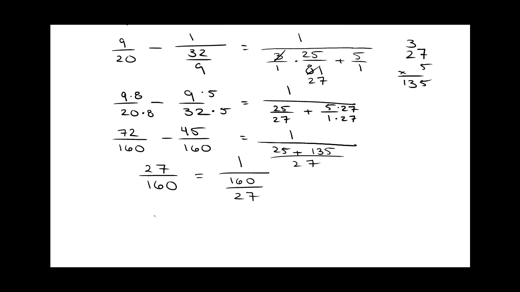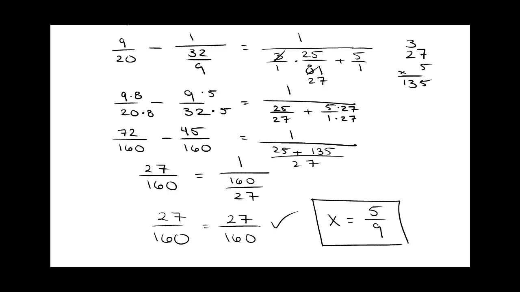We need to simplify that, so that is going to turn into 27/160. We did get a true statement, therefore we are 100% sure that x is equal to 5/9. This is the solution. We can write it that way, or we could write it with a little solution set. Braces, 5/9. Okay, and that's it. Alright, thanks.